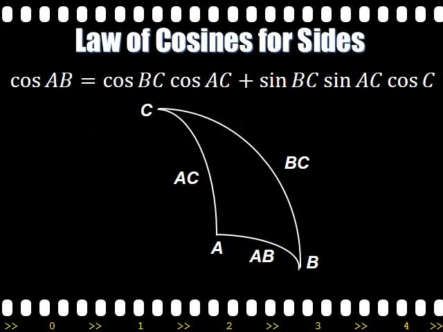Okay, so ito yung law of cosines for sides. So this one is already a formula. So if this is your spherical triangle, okay, so for example, you have cosine AB, okay, cosine AB is equal to cosine BC, cosine AC, plus sine BC, sine AC, times cosine C.